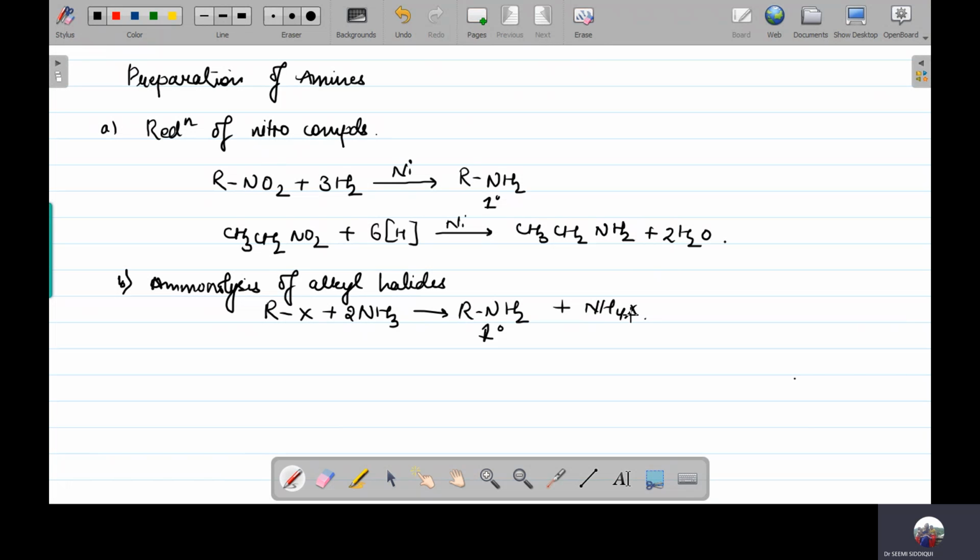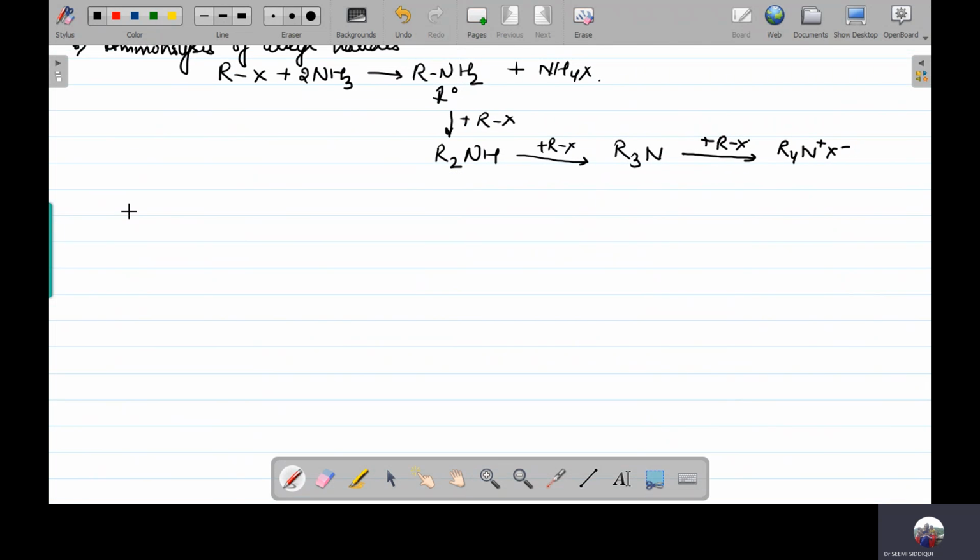Now suppose your alkyl halide is in excess, then the amine formed further reacts with the alkyl halide to give the second degree, third degree and finally the quaternary ammonium salt. Means with more alkyl halide you get the secondary amine, then with more amount or excess in the starting, the tertiary amine, then again reacting with alkyl halide, finally you get the quaternary ammonium salt.